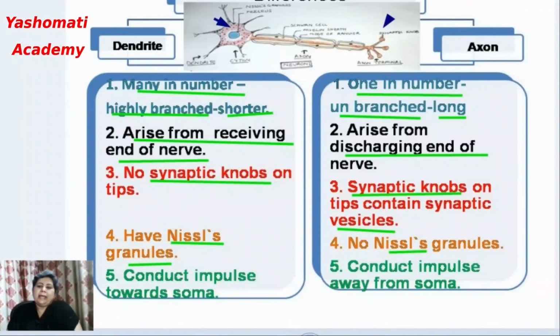Another difference is that dendrites conduct the impulse toward the soma, as we have studied that the flow of information is from dendrite to soma, and axons conduct the impulse away from the soma. So, that means the information flows from dendrite to soma, soma to axon, and axon to nerve ending. So, this means that the information or the stimulus flows in one direction only in the case of a nerve impulse.